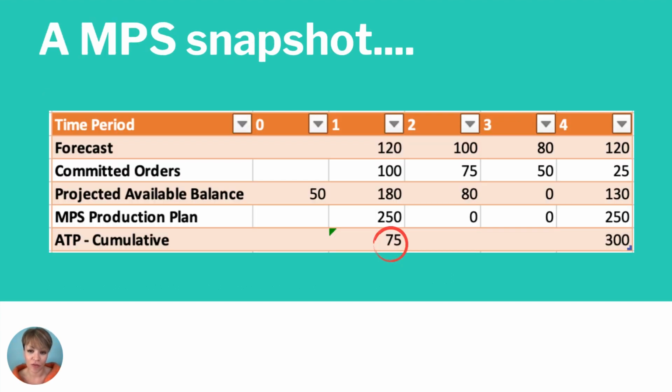So here is a snapshot of my MPS that I made, and you can see ATP cumulative 75 units. You can also see in the committed orders row the 225 units for the first production period. So there are 75 units still available to promise to schools. And for the second production period, there are 300 units still available to promise. Note that the cumulative ATP means that these are goods that can be carried over to the next production period, i.e. they have a long shelf life.